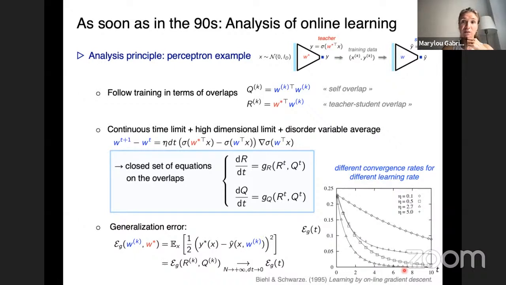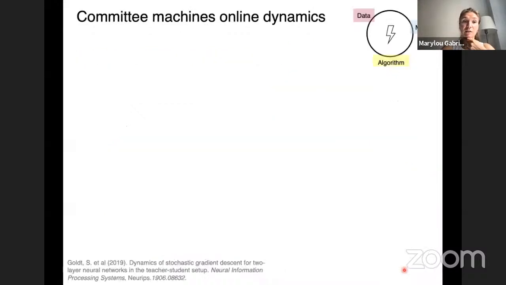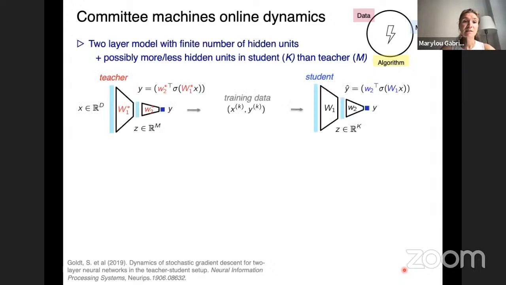Okay, so that's the principle of how this dynamical analysis can be performed in the very simple example of the perceptron. Now we can go further and, for example, apply it to committee machines and have the online dynamics of committee machines that we were discussing earlier in this talk. And here we can even go beyond the matched case, where we have the same committee machine for the student and the teacher. We can assume that we have maybe M hidden units in the teacher and K of them in the student, so possibly more or less.